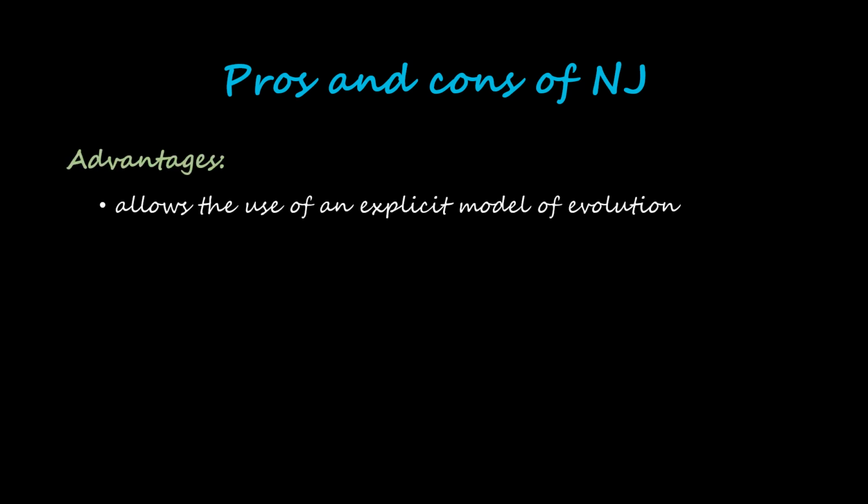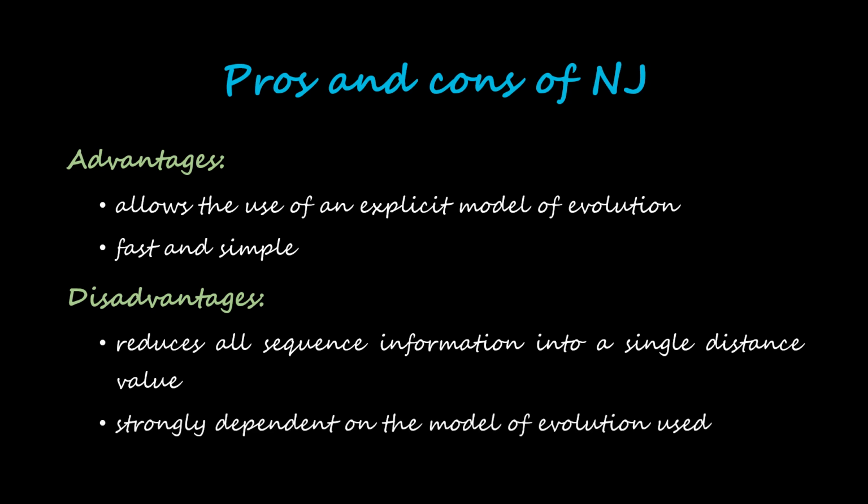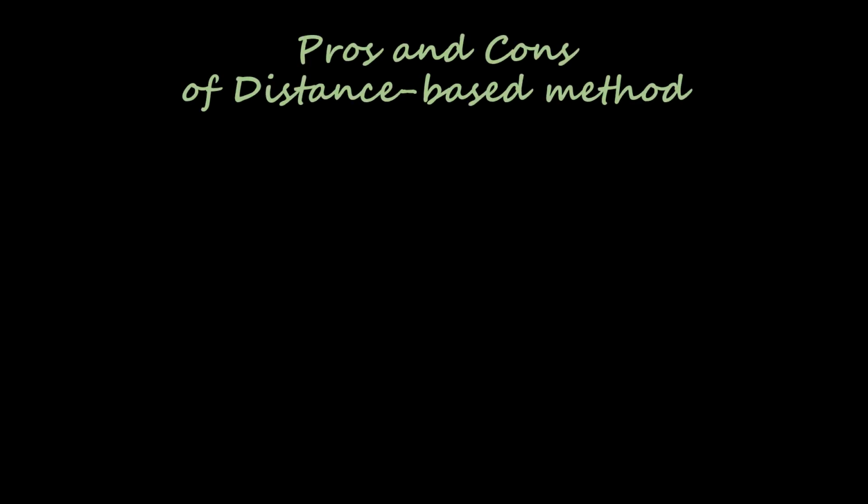There are certain pros and cons of neighbor joining as well. The pros, that is advantages: it allows the use of an explicit model of evolution, a very clear model. It is also fast and simple. Disadvantages: it reduces all sequence information into a single distance value. I will just give a light into this point in the next slide as well. It is strongly dependent on the model of evolution used. So it is very important that we use an appropriate model for calculating the distances actually.